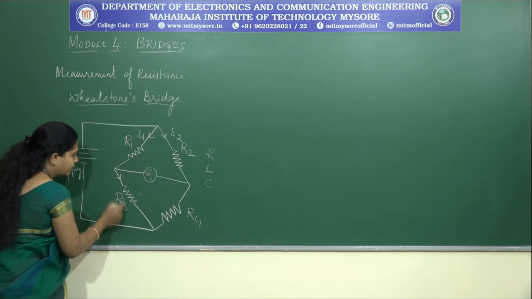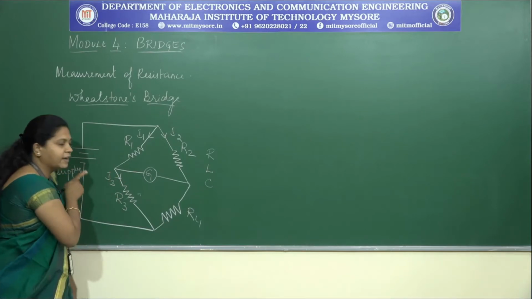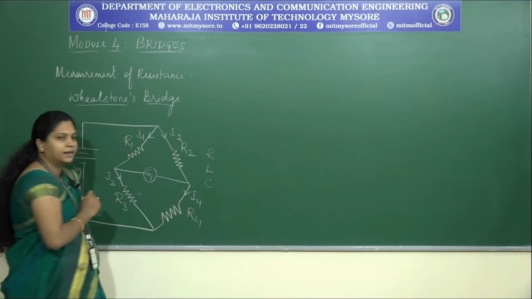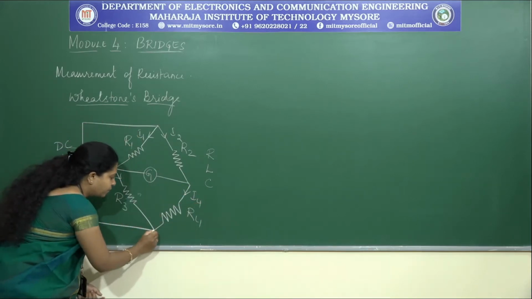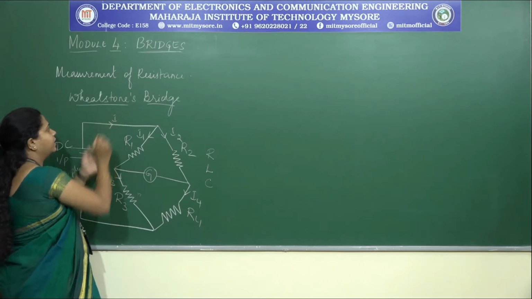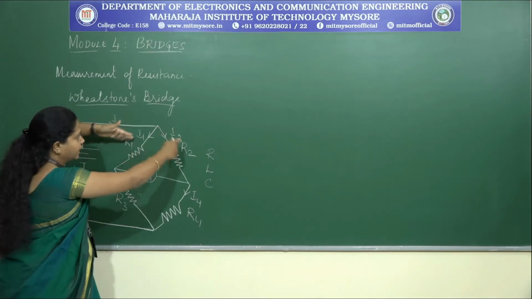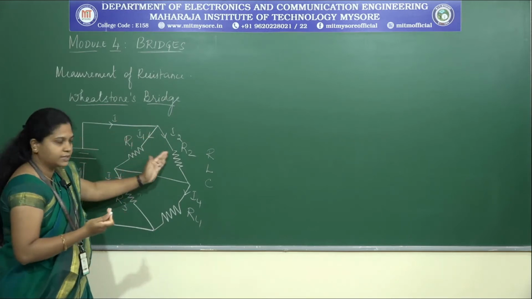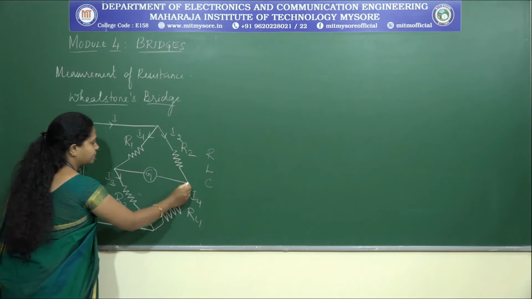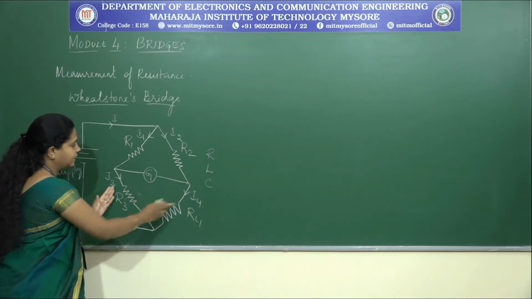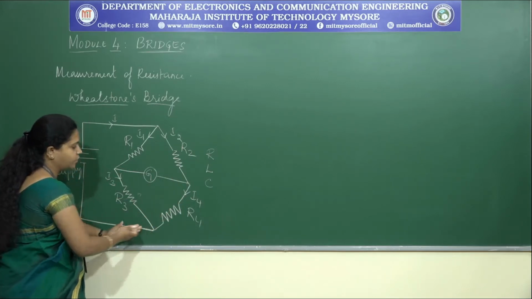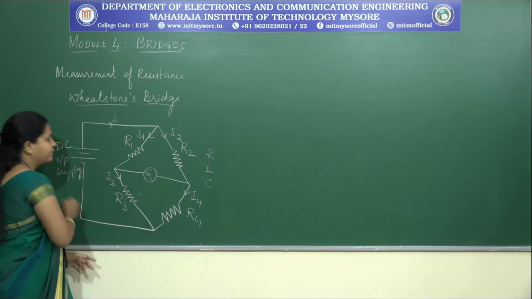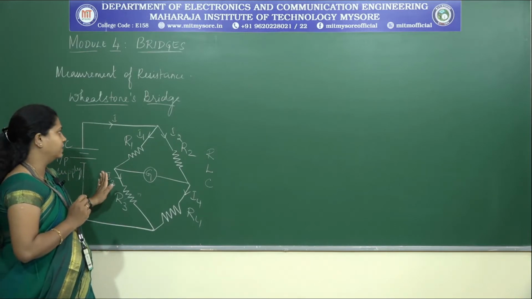So let us say with respect to the R3 arm we have the current I3 flowing, with respect to the R4 arm we have the current I4 flowing. At this point, if this is the total current flowing here, it is going to get branched to I1 and I2 with respect to R1 and R2 resistors. Similarly, in the Wheatstone bridge, I3 and I4 are the currents flowing through R3 and R4 respectively, which meet at this point and we get back the same current.